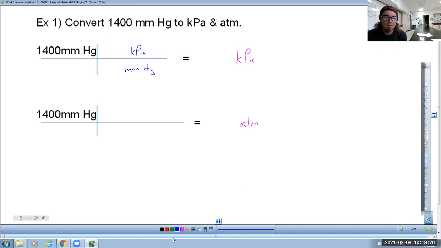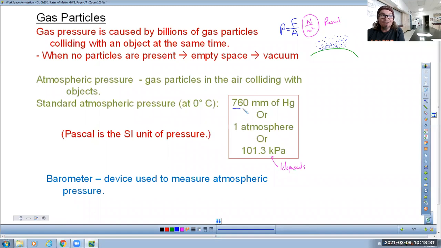Use mercury. Mercury makes a much better barometer for a couple of reasons. One of them is mercury is so heavy that you only need a barometer that is 760 millimeters tall. That's actually the height of that glass tube that you saw in the video. It's actually 80 centimeters tall.